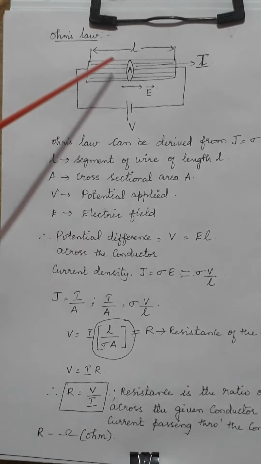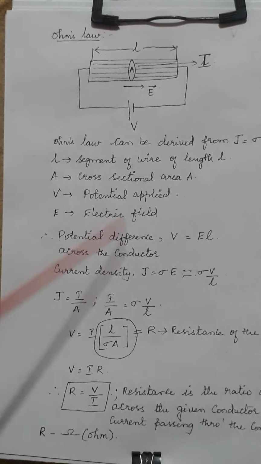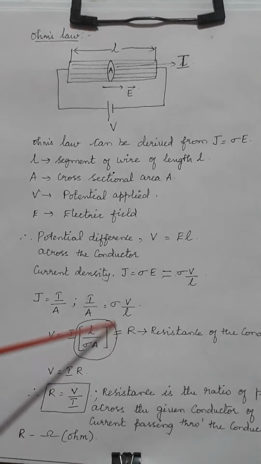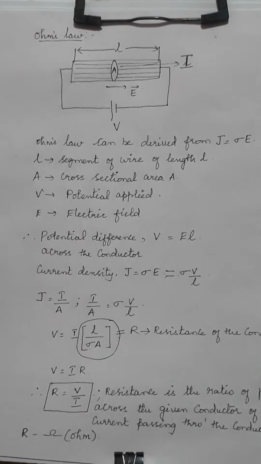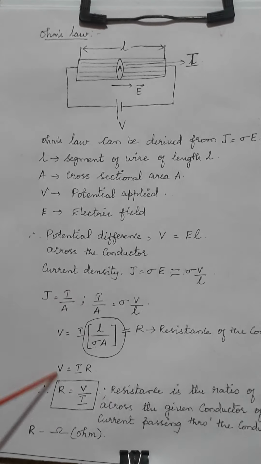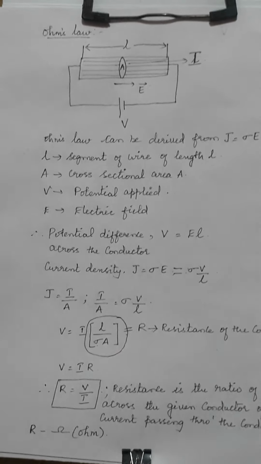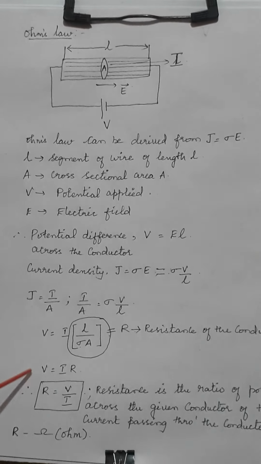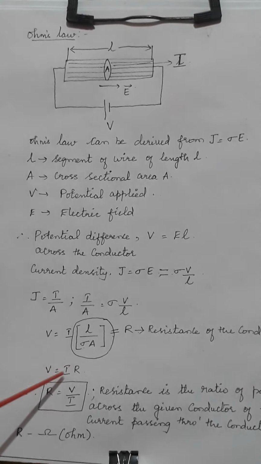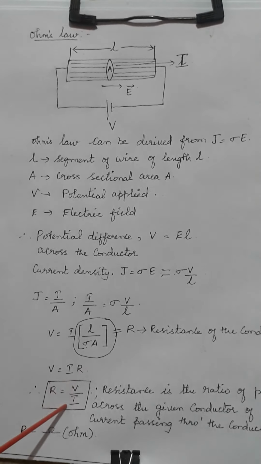Length is constant for this particular conductor. Area of cross section is again a constant for this particular conductor. Naturally this becomes a constant which is called resistance. That is how you arrive at the equation V is equal to IR. So there is a relationship between the applied potential and the current. From this equation I can write R is equal to V by I.